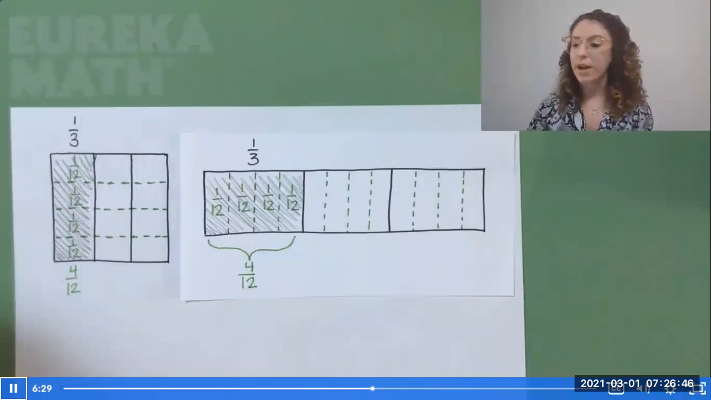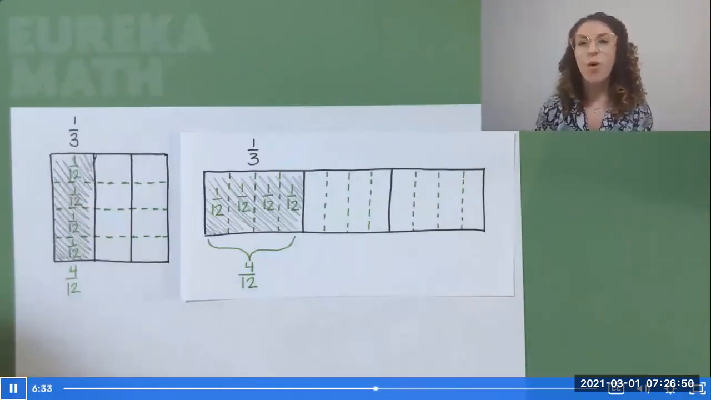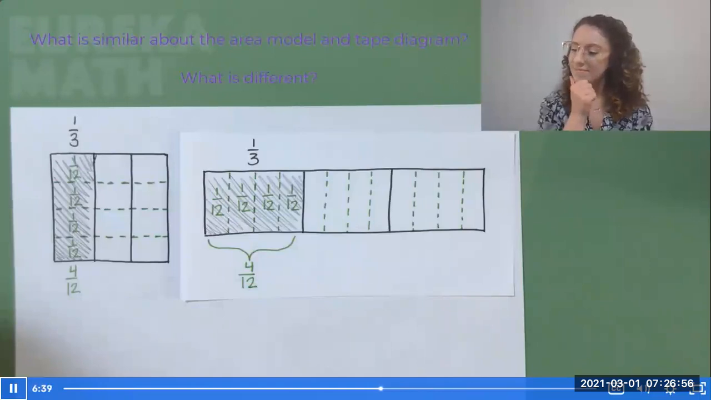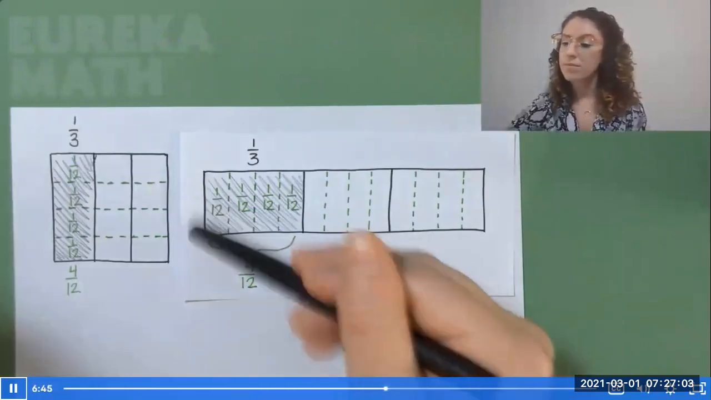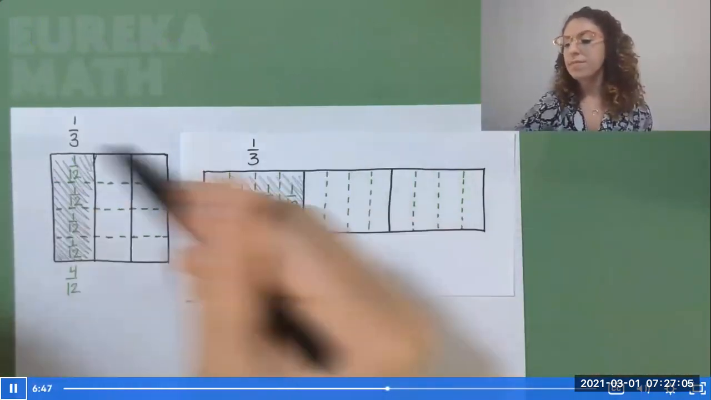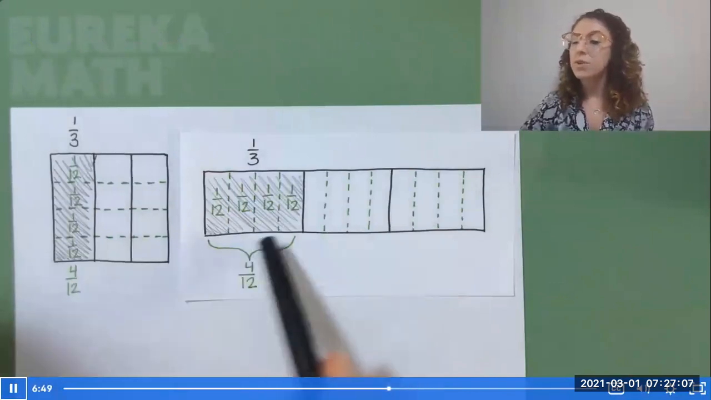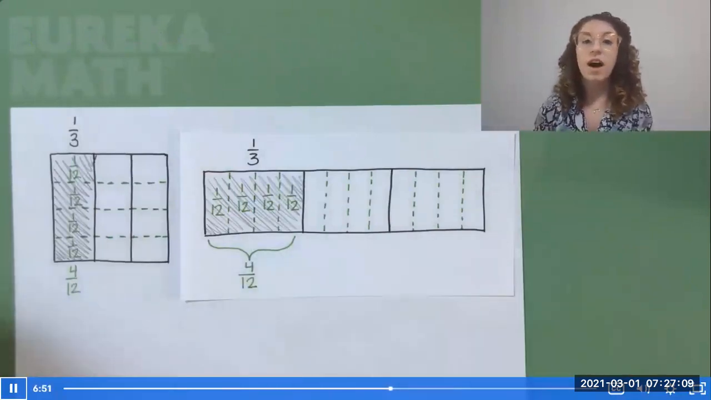Here is a tape diagram that also shows 1/3 decomposed into twelfths. What is similar about the area model and the tape diagram? What is different? Both models show the whole and show parts or units. We used dotted lines on both to decompose the larger units into the smaller units.